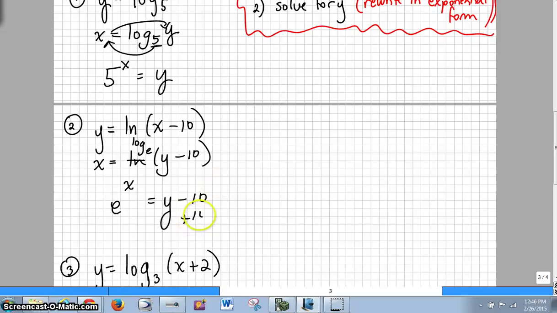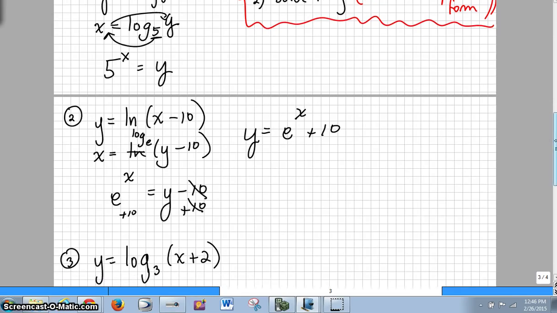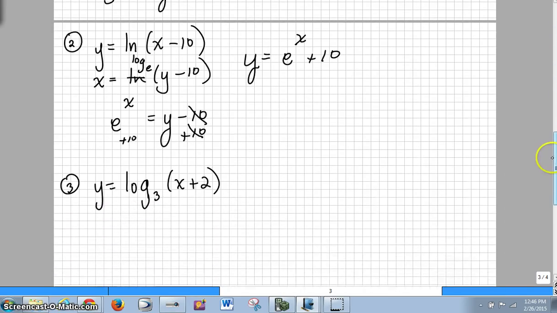And we're almost finished solving for y. All we have left to do is add 10. So the inverse of this log function is y equals e to the x plus 10, which, notice, is an exponential function. Every time we find the inverse of a log function, we're going to get an exponential function.